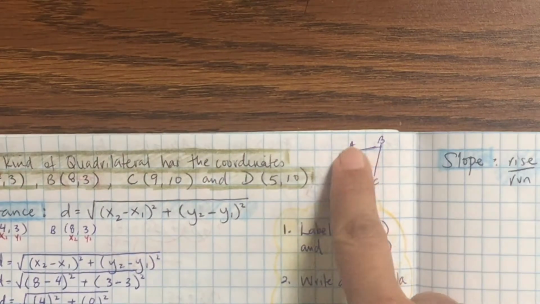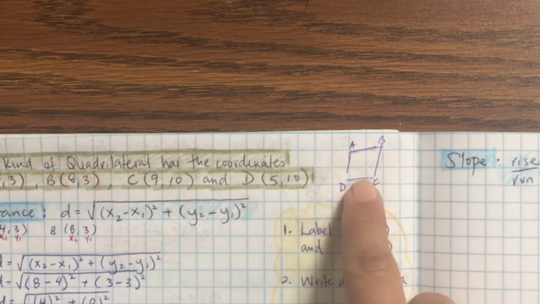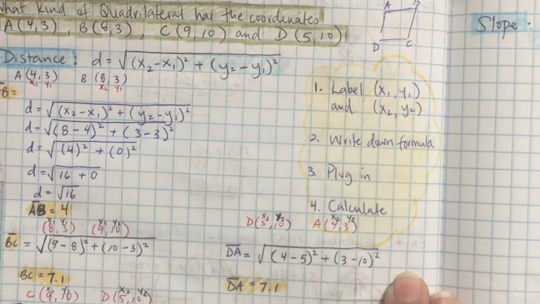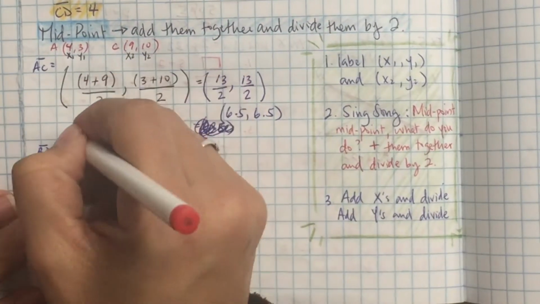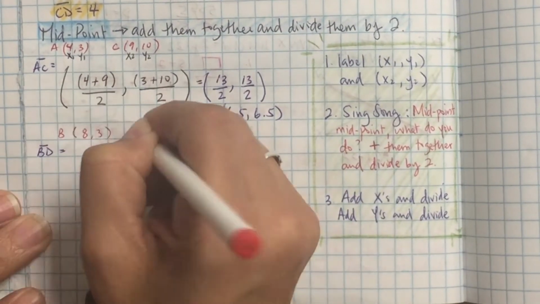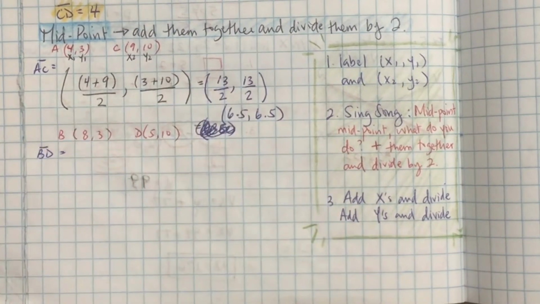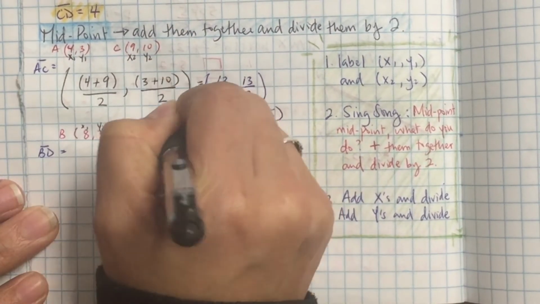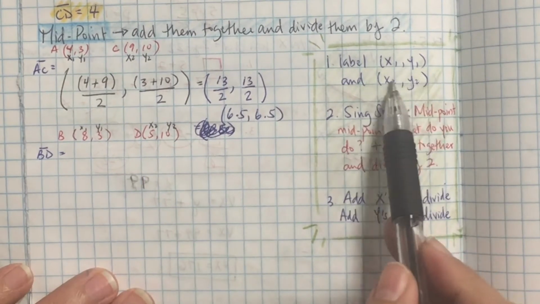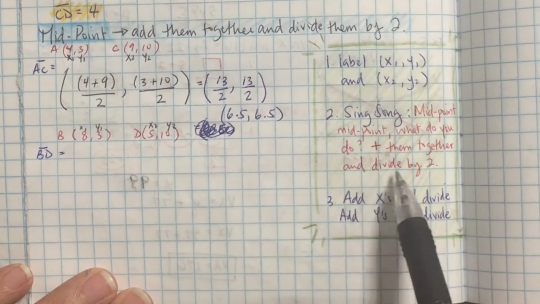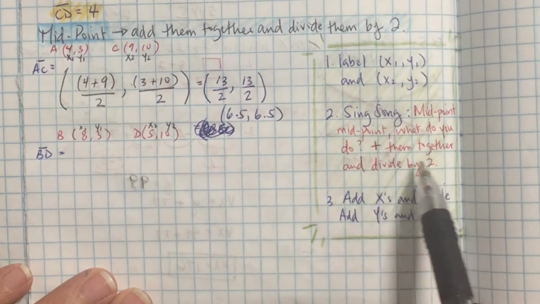Alright, the other midpoint I'm looking for, I found AC, so I'm now looking for BD or DB, because I'm finding the midpoint of the diagonals. This is a listening check, put a star by BD. So label x1, y1, sing the song. Midpoint, midpoint, what do you do? Add them together and divide by 2.